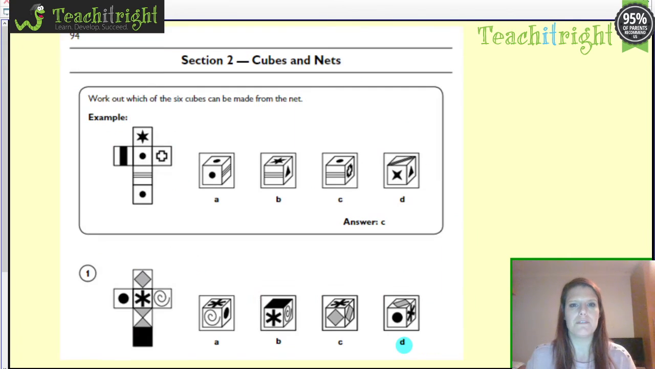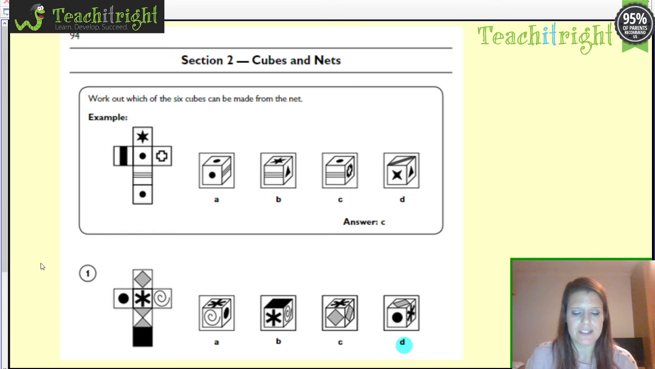Okay, super work, everybody. So this is page 94, section 2, cubes and nets. Again, working out which of the 6 cubes can be made from the net. Eliminating obviously wrong answers and considering the different features that we have talked about. This time I'm going to talk through why the answer is as it is as we go through.